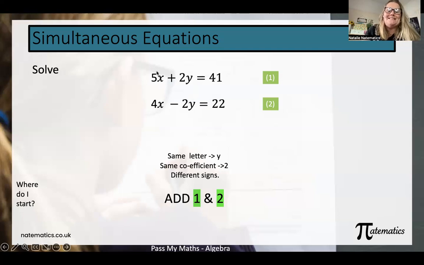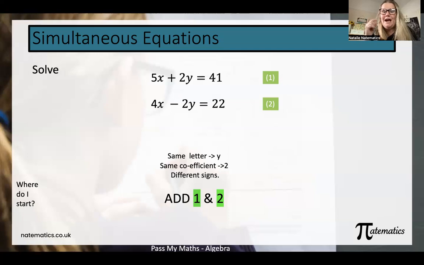So let's look at the x's first. Well, they haven't got the same number in front of them. Okay, so let's look at the y's. Yeah, they have. Same letter is y. Same coefficient is 2. But they have different signs.